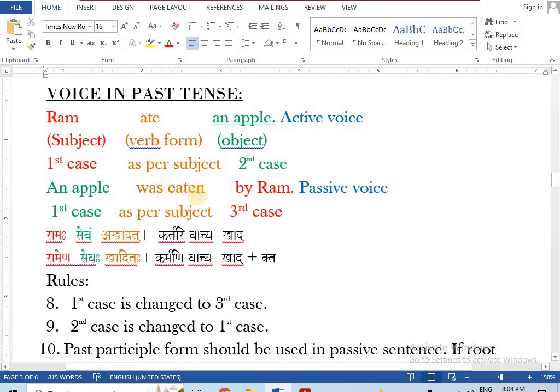Otherwise, we know this. And "by Ram", same formula as you saw in the previous present and future tense, same formula. First case Rama is converted to third case, "by Ram", right? Same, let us apply this rule in a Sanskrit sentence. Ramaha, first case singular, as subject, and Sevam, object, apple. Akhadat is past tense. Listen, Akhadat is lang lakar.